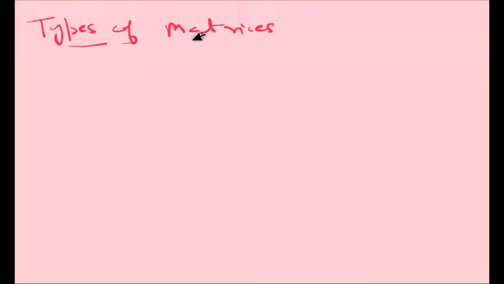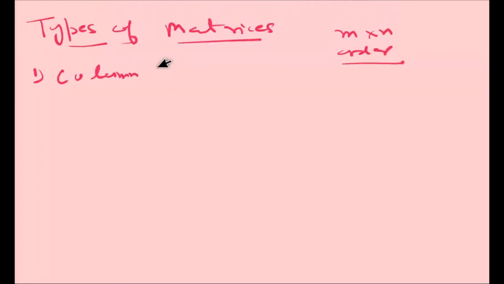Types of matrix: it will be described by the number of rows and columns, so according to the number of rows and columns, according to order. I will describe the types of matrix. First, the column matrix, according to name.